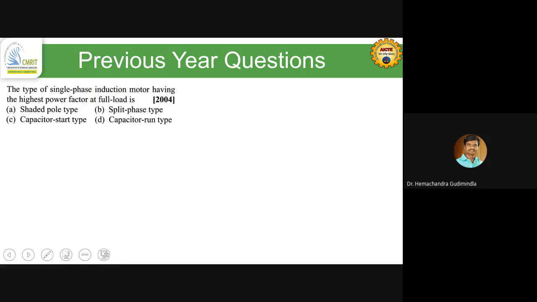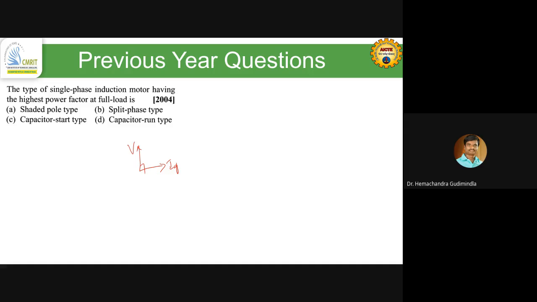Now, the type of single phase induction motor having highest power factor at full load. For this question, generally I will tell: voltage lags by current by 90 degrees. That's what we call it in an induction motor, nearly 90 degrees lagging, right?